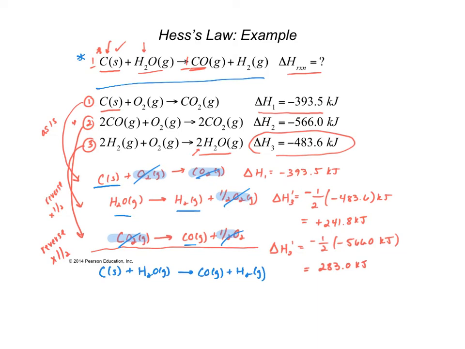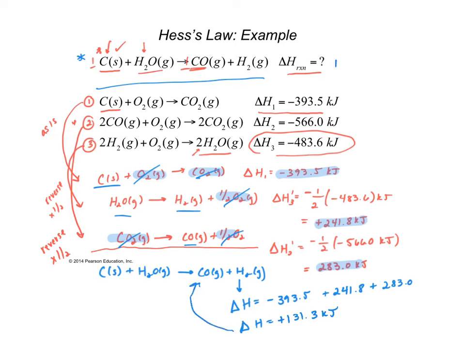So if I want the enthalpy for this reaction, for this guy, what do I need to do? I just need to sum the enthalpies for the three steps that I have essentially added together, okay? So for this one, this would be minus 393.5 plus a 241.8 plus a 283. So when we add all of these guys together, the overall enthalpy for this reaction is equal to a positive 131.3. And the units are kilojoules. This was this guy.